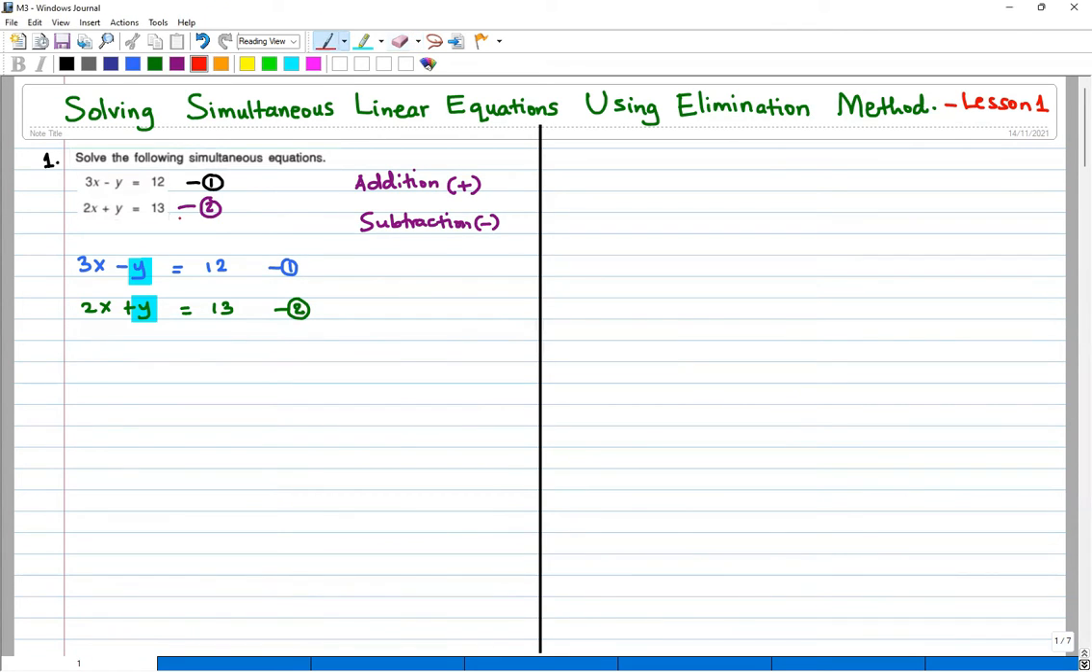So we are going to get equation 1 plus equation 2. Okay. Now, equation 1 is 3x minus y, 3x minus y.